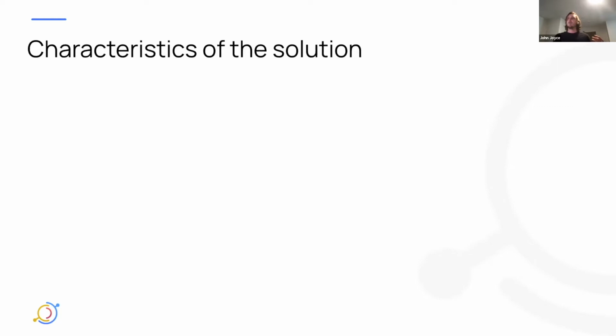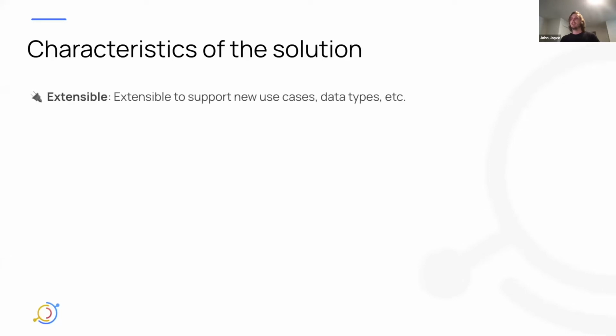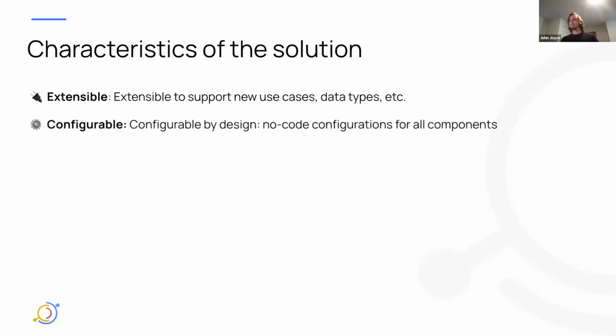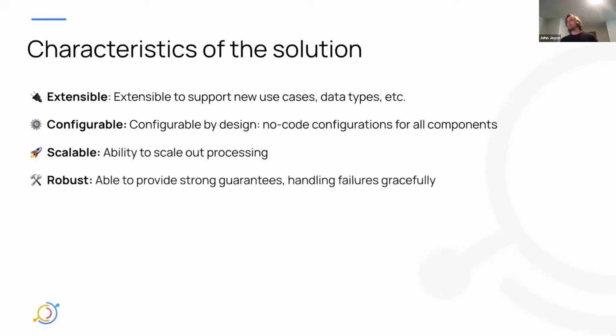So we started thinking about what that API would look like. And we came up with a set of characteristics for a solution. We wanted the solution to be extensible to support new use cases, new third-party systems or destinations, new types of data or events flowing through. Configurable by design, so that you can configure outbound connections without coding, similar to the ingestion framework. Scalable, so that you can scale out processing of events that are happening on DataHub in the case that you have a large load or a large deployment. And then finally, robust. So a system that's able to provide strong guarantees and handle event processing failures gracefully.